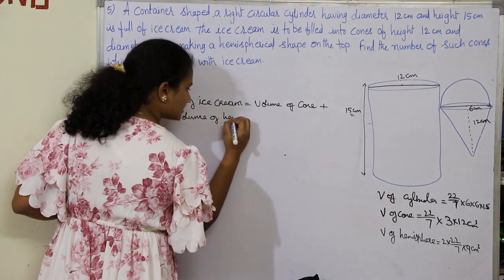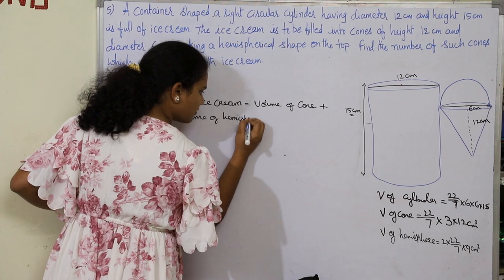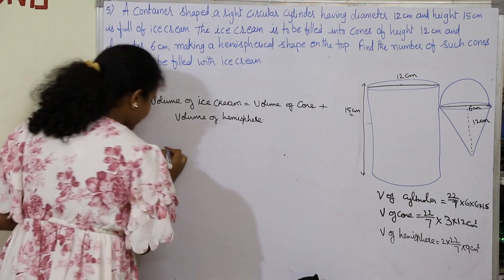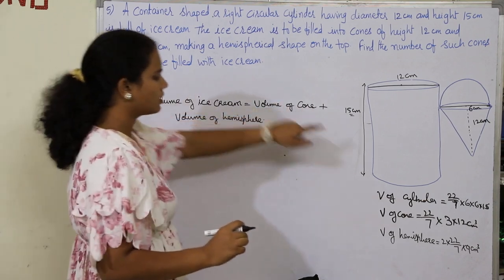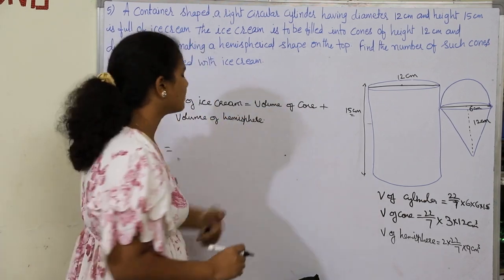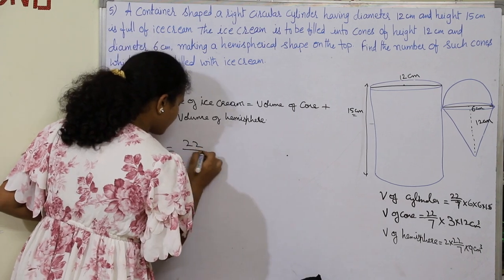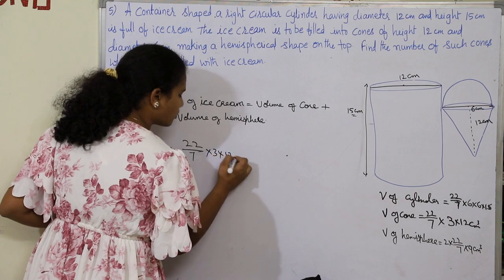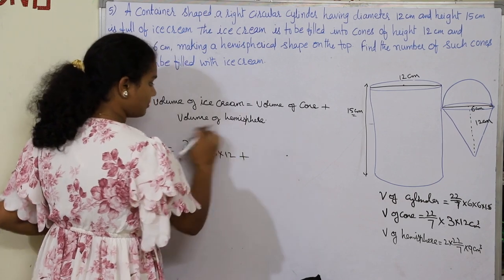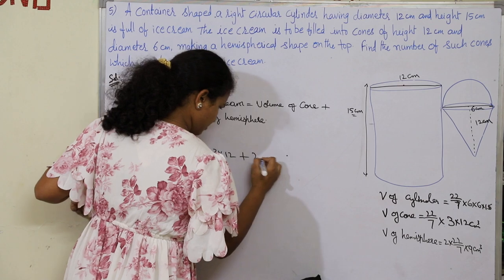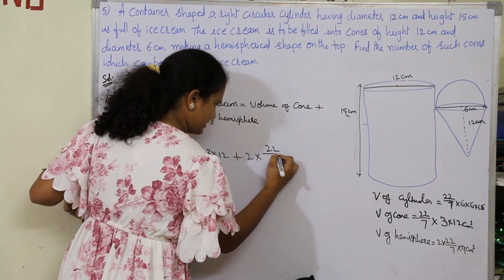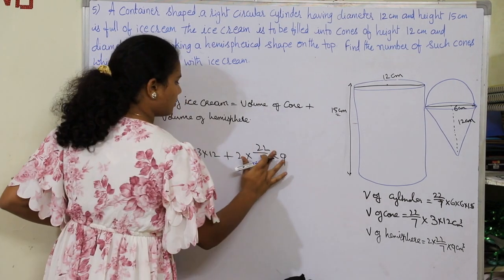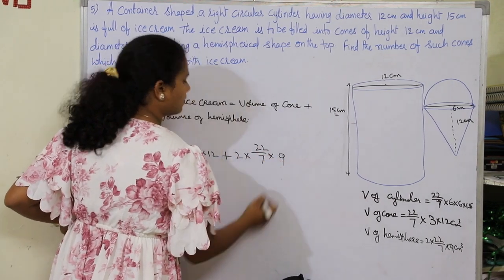So the volume of ice cream equals what? Volume of cone plus volume of hemisphere, right? So the volume of ice cream equals volume of cone, which is given here as 22 by 7 into 3 into 12, plus volume of hemisphere, 2 into 22 by 7 into 9.